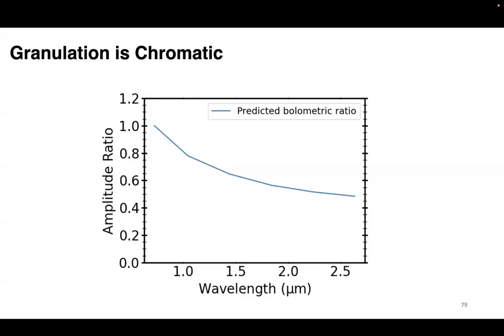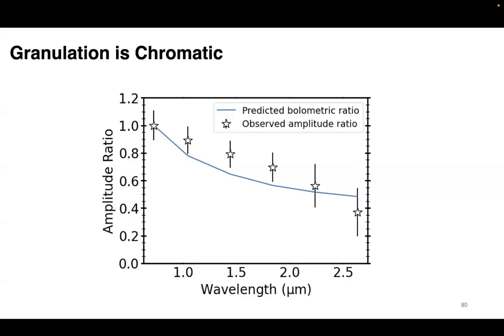And over this, I'm going to show you the observations that we made. So we measured the amplitude of the granulation signal at each of those wavelengths and showing you the ratio of those amplitudes with respect to the bluest bin as well. And this is just a simplified way so that we can compare the observations and the models. And here in the stars, I'm showing you the observations that we make. It doesn't fit exactly with this functional form of the bolometric predictions, but what we can observe is that there is a decrease in amplitude of the granulation signals with wavelengths with this data.